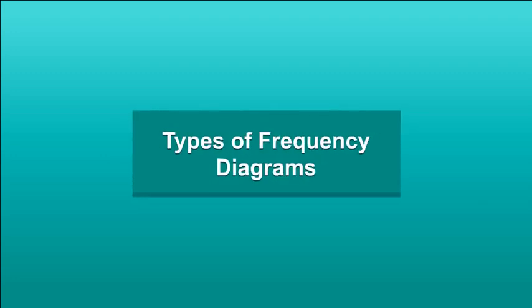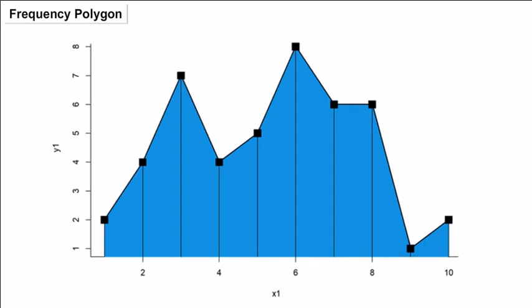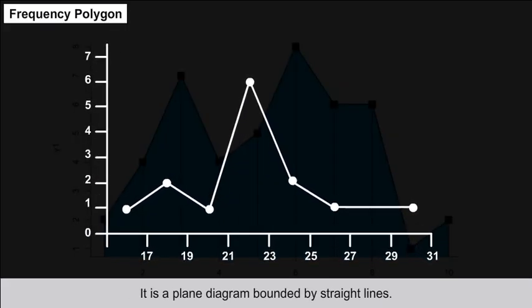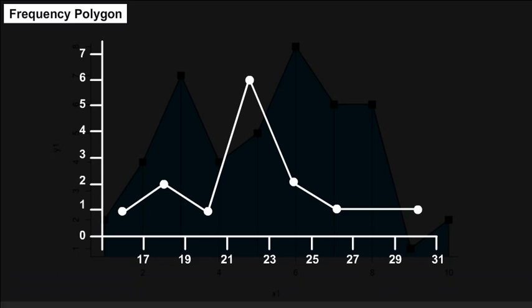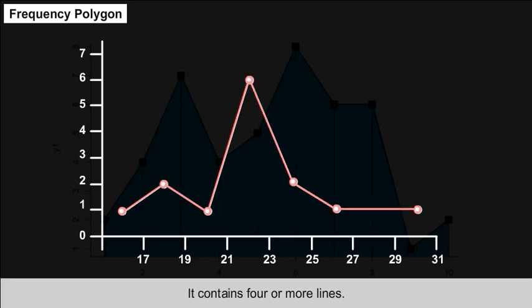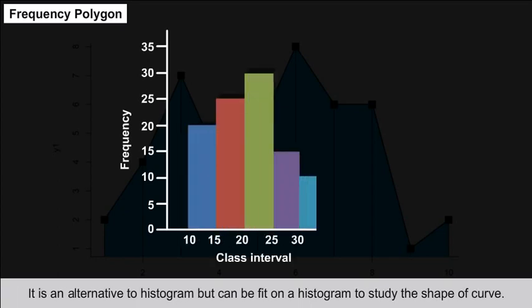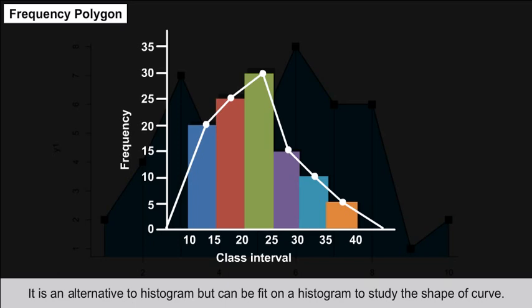Types of frequency diagrams. Frequency polygon. It is a plane diagram bounded by straight lines. It contains four or more lines. It is an alternative to histogram, but can be fit on a histogram to study the shape of the curve.